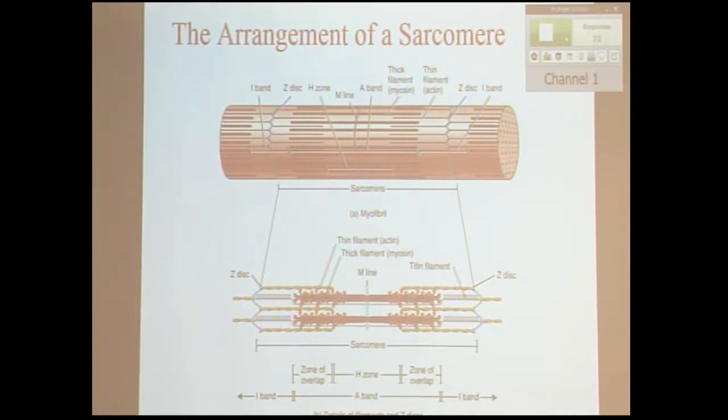And you've got all your different zones. The H zone is where you only have myosin. The I band is where you only have actin, from here to here. The A band includes the myosin and the myosin-actin overlap. So from here all the way over to there is your A band.